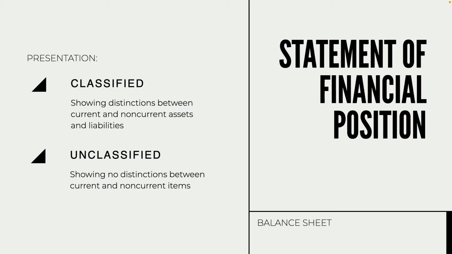unclassified. When we say classified financial position, guys, our presentation of our balance sheet depends on whether items are current or non-current. It is classified as current and non-current. Let's say we are classifying our assets as current and non-current. We are classifying our liabilities as current and non-current as well. So, that is a classified statement of financial position. When we say unclassified, there is no classification or no presentation of current or non-current.